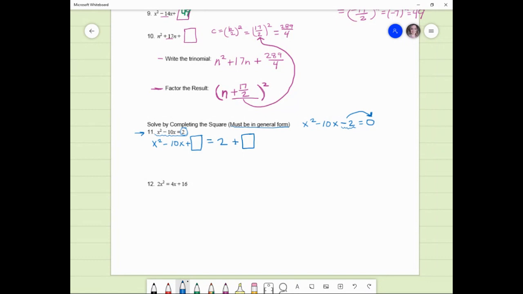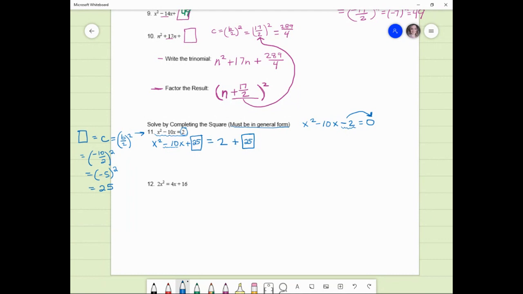So if you're in general form, c has to move to the other side. We're making room for this new c value that we're going to calculate. So inside the box, that's our new c value. And remember, this equals b over 2 squared. So in this case, b is negative 10. So negative 10 divided by 2 squared, that's negative 5 squared, which is 25. So inside my box, I put a 25. Both of my boxes are always going to have the same number. Okay?